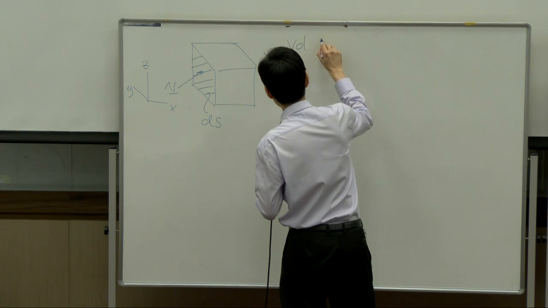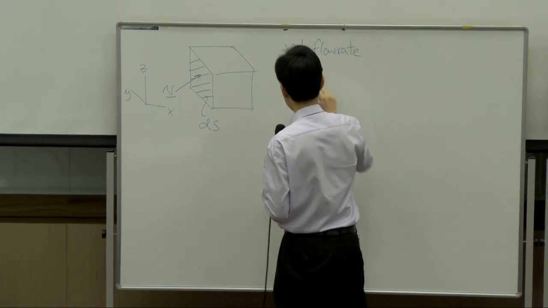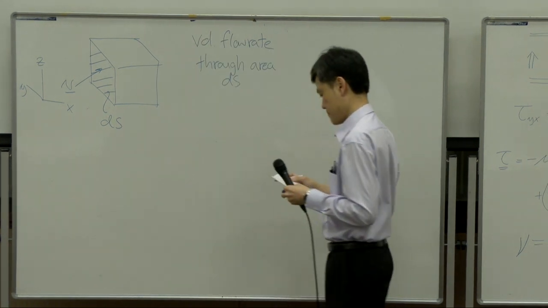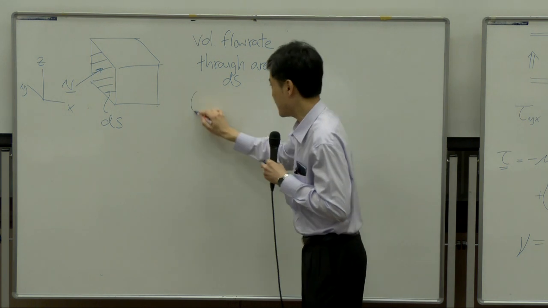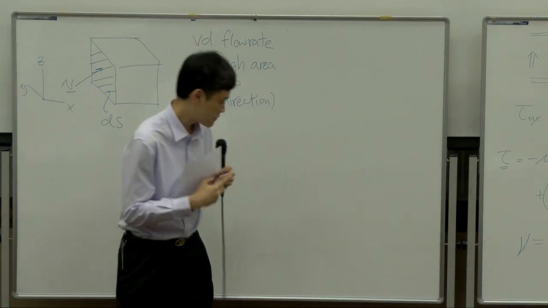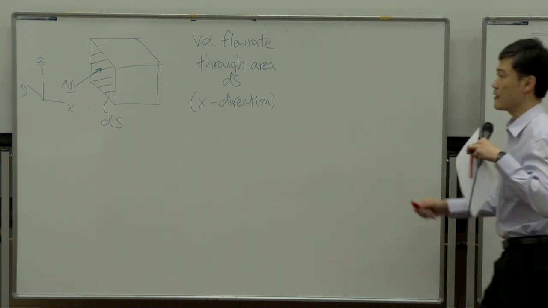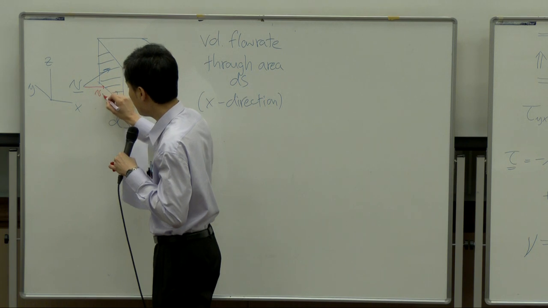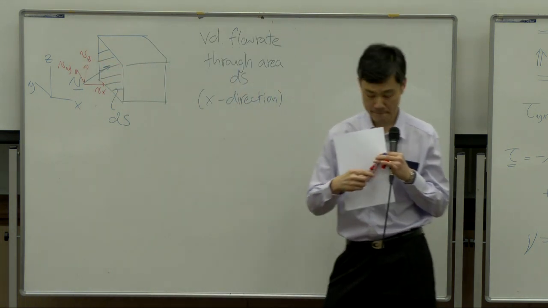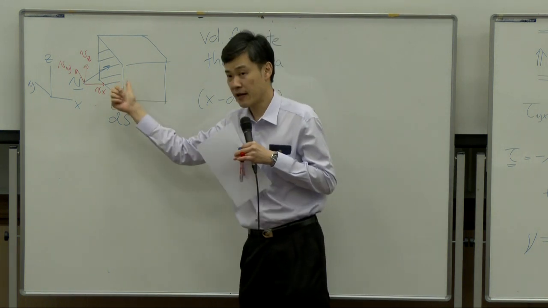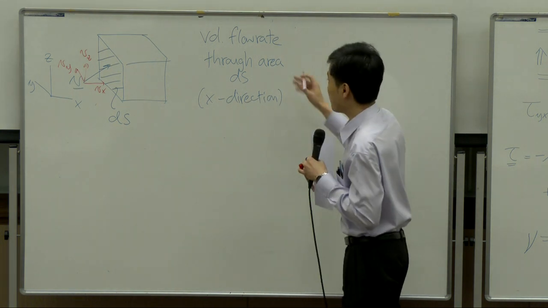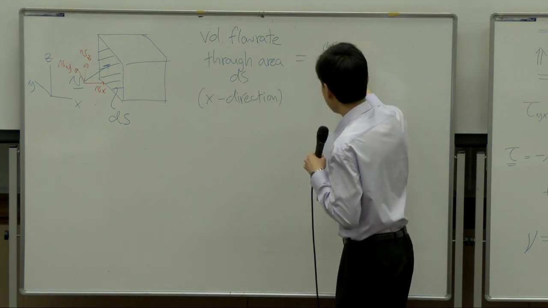So if I calculate volumetric flow rate through the area ds, this is in x direction. Okay. In this case, you can expand velocity into Vx, Vy, and Vz. So the only element entering this highlight area is Vx. Okay? So the volumetric flow rate through that area is basically corresponding to Vx.